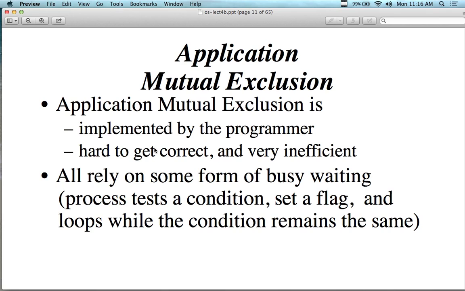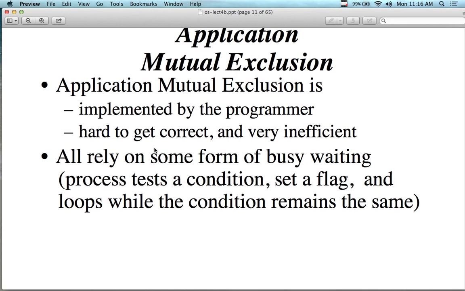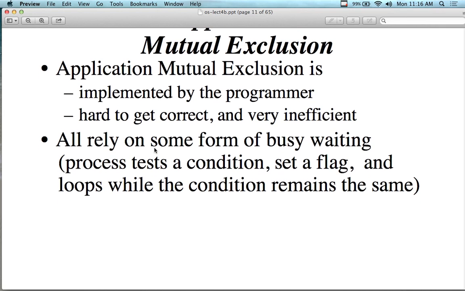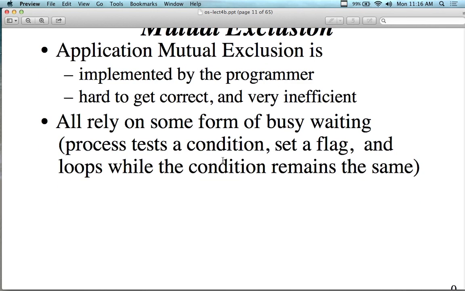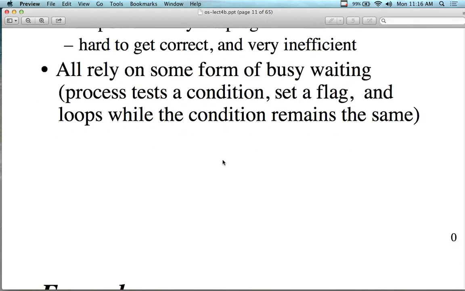So just the review from the application level, from an application mutual exclusion that's implemented by the programmer. It's hard to get it correct. Very inefficient, because you have to build waits, or you have to build checks, or you have to build blocks into the system, which may not necessarily be the most efficient way of designing a program. You're constantly putting in inefficiency, slowing your program down so that you can control what your processes are doing. So you're relying on some form of busy wait. The process is testing a condition, setting a flag, looping until the condition remains available so that you can go into the critical section. And you're looping while it remains the same.